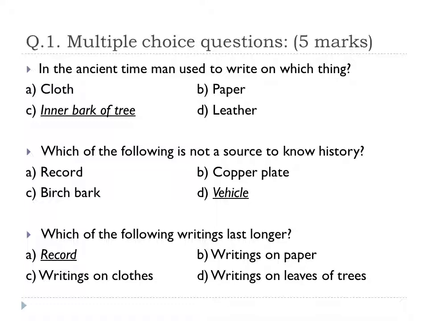Next question. Which of the following writings last longer? Which survive the most according to the time? A. Record, that is stone engravings. B. Writings on paper. C. Writings on clothes. D. Writings on leaves of trees. Of all the given options, it is A. Record.